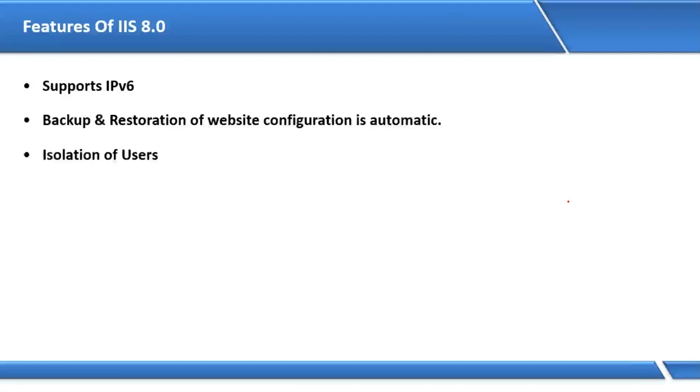Isolation of user means what here? We can create multiple websites in a single web server. On a single public IP, on a single web server, I can create multiple websites. One website for sales department users, one website for accounts, one website for my outside users, one website for my internal users. Like this, we can create multiple websites in a single web server. And one website does not depend on the other website here, right?